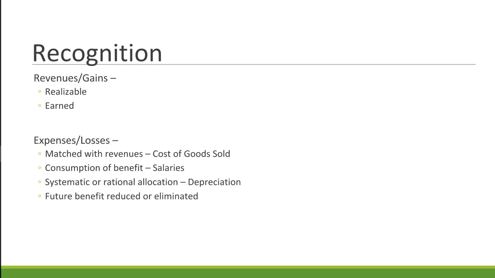The third one is systematic or rational allocation, such as depreciation or amortization. This is the idea of taking a cost and spreading it over the life of that asset or of that cost. There is very little in U.S. GAAP about depreciation calculations, except that it needs to be systematic and rational in our allocation.